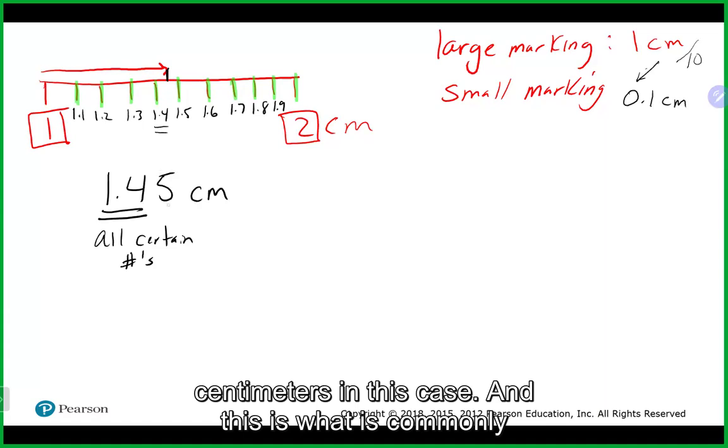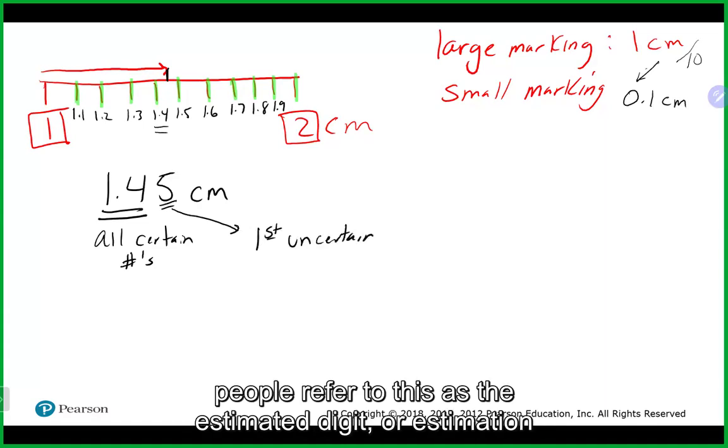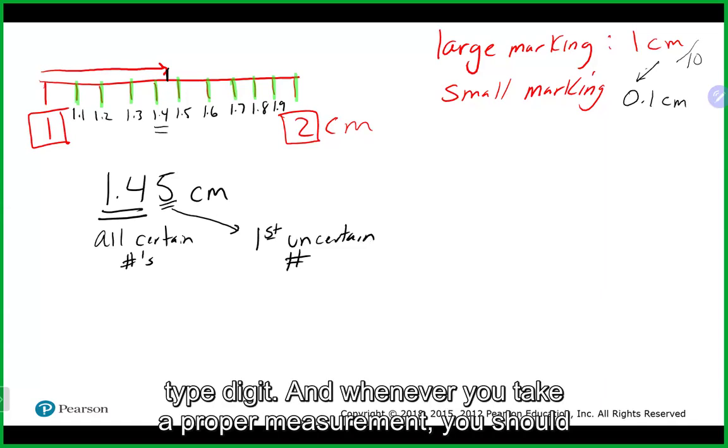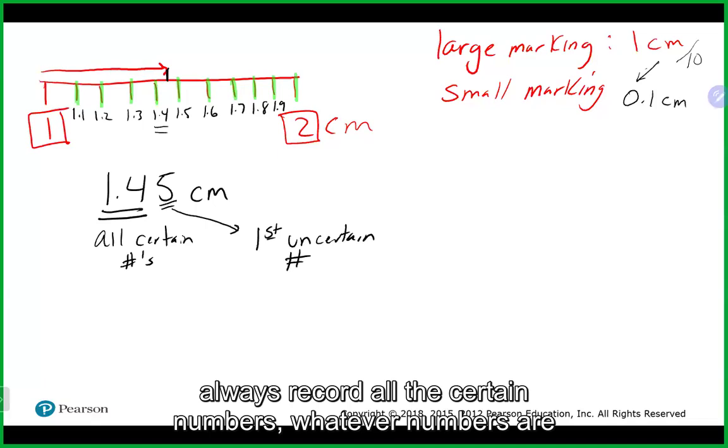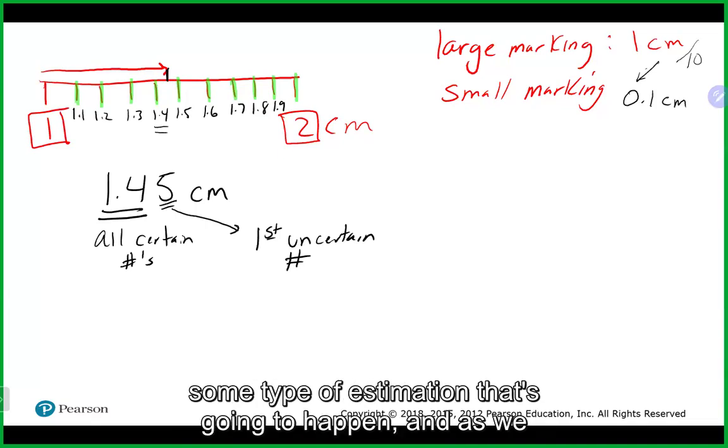And this is what is commonly referred to as the first uncertain number. Or sometimes people refer to this as the estimated digit or estimation type digit. And whenever you take a proper measurement, you should always record all the certain numbers, whatever numbers are certain, and that very first uncertain number where there is some type of estimation that's going to happen.